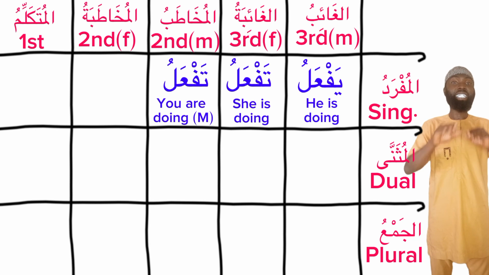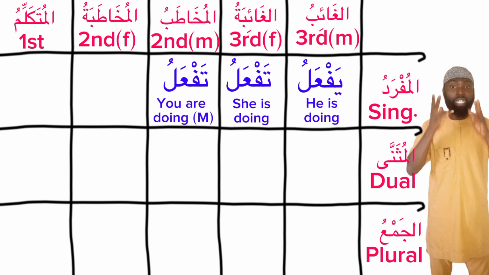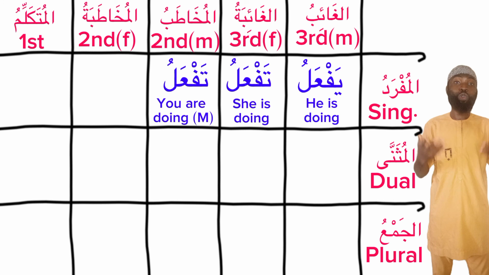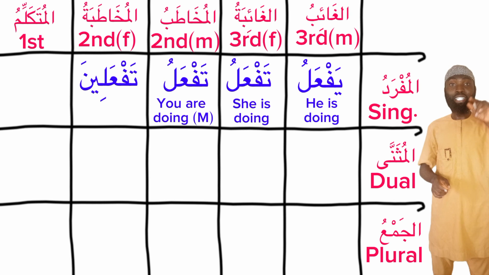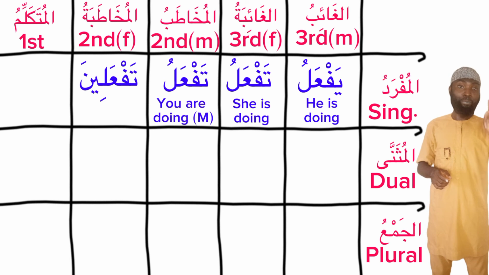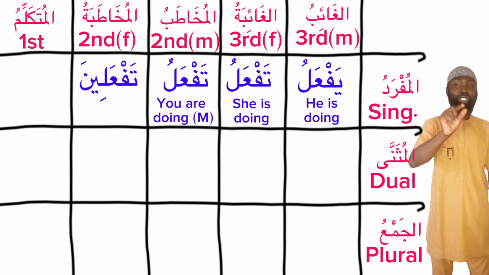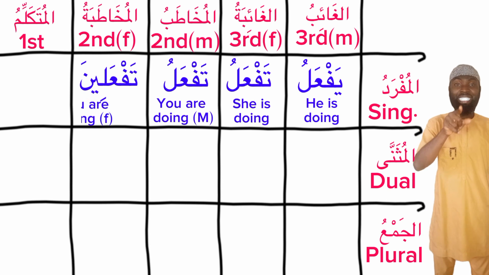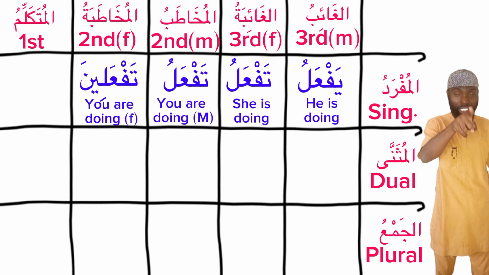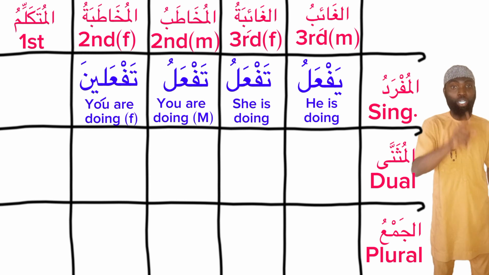Now moving to al-mukhataba, which is the second person feminine. When you have the second person and she is a female, you are talking directly to her. What word will you use for the present tense? You will simply say taf'alina. You can see the difference now. We have taf'alu for the third person female. Now if it is the second person, you simply add ya and nun to it to make it taf'alina. You can say anti taf'alina. You, this female, you, this girl, you are doing.